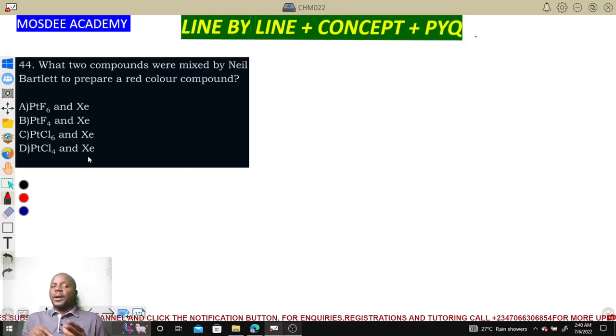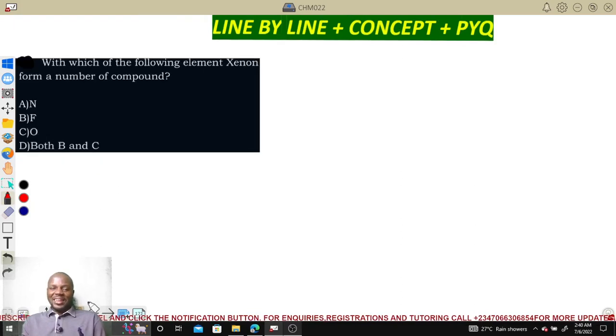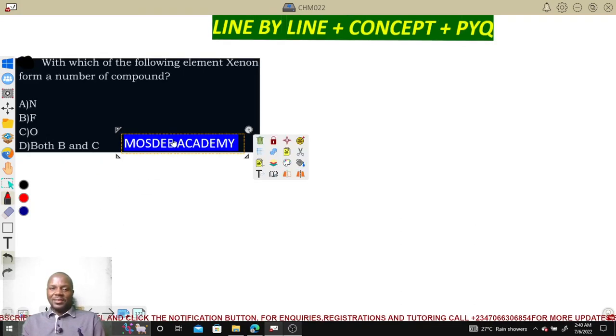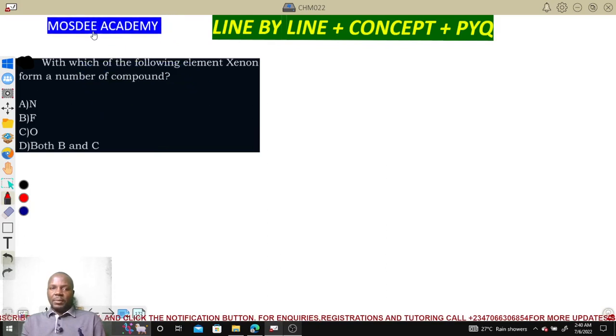Now, what two compounds were mixed by Neil Bartlett to prepare the red color compound? Xenon with PtF6, which we've talked about. So I don't think we have to waste our time on concepts we've talked about. The next question.